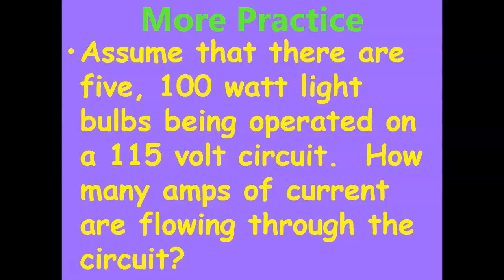Okay, another practice problem. Assume that there are 5 100 watt light bulbs being operated on a 115 volt circuit. How many amps of current are flowing through the circuit? So this big thing is important to read. You're probably going to look and just say, oh, this is 100 watts, 115 volts. Well, then you're going to get it wrong. There's 5 100 watt light bulbs, so you're going to take 5 times 100. So you have 500 watts, 115 volts.